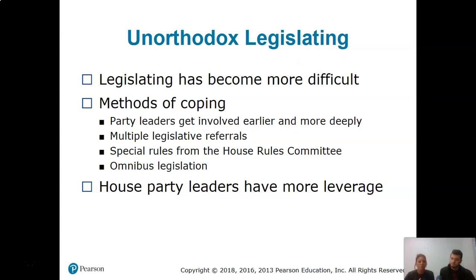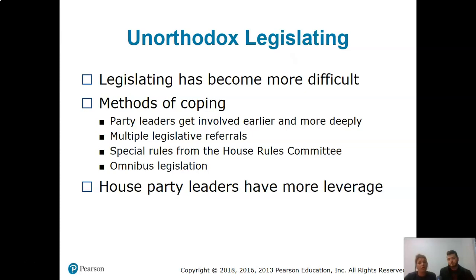However, some of these tools that have come up in the last several decades are making the legislating process just excruciatingly difficult. So, some methods of coping with this. The party leaders, whether it's the minority or majority party leader, or the Speaker of the House, are going to get involved earlier and more deeply when it comes to legislation.